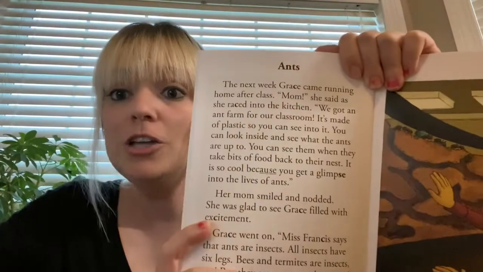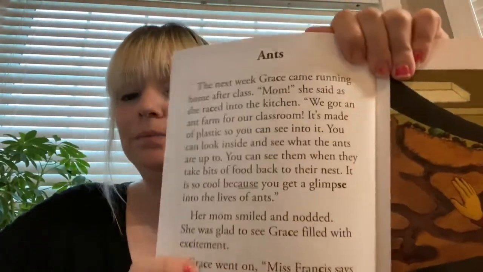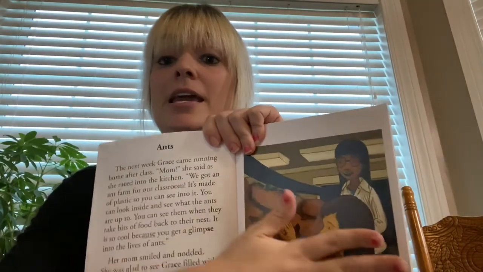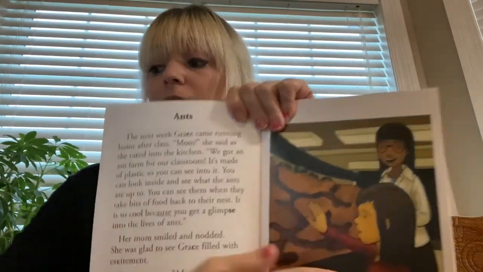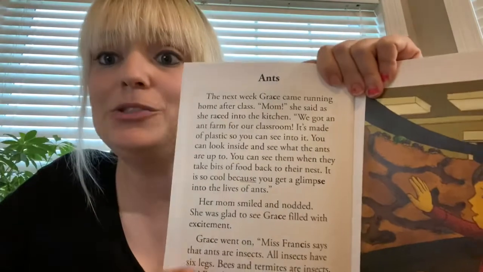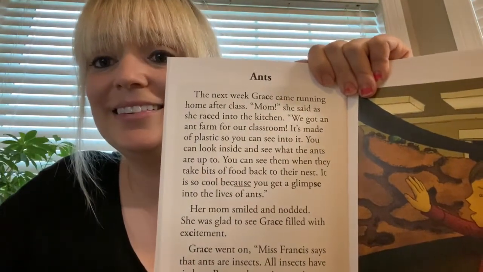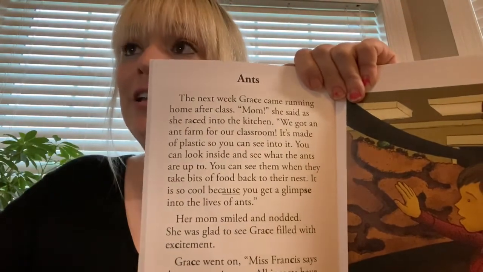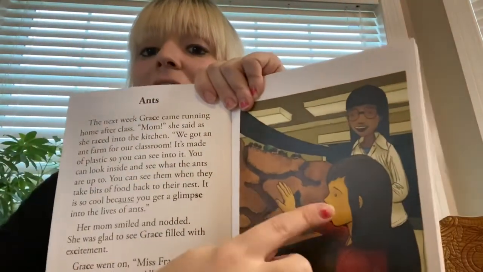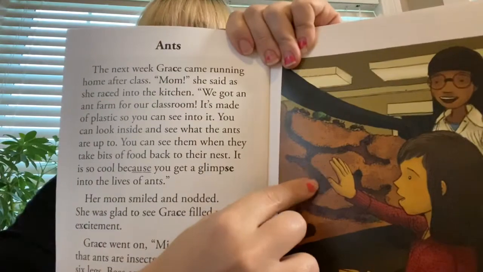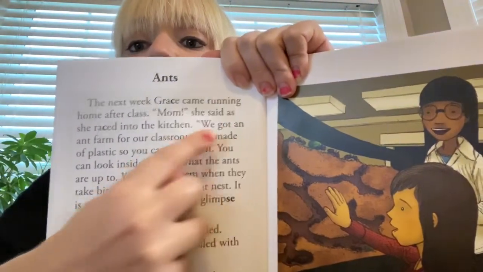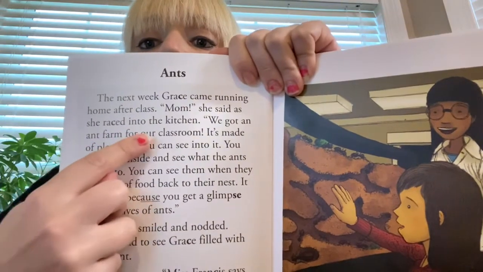All right, so let's talk about the story that we just read. I'm going to ask you guys some questions, and we're going to use the text and the pictures to answer the questions. What did Grace's classroom get? If you said ant farm, very good. We can look here at the picture and see that her class got an ant farm. We can also see that she says here, we got an ant farm for our classroom.